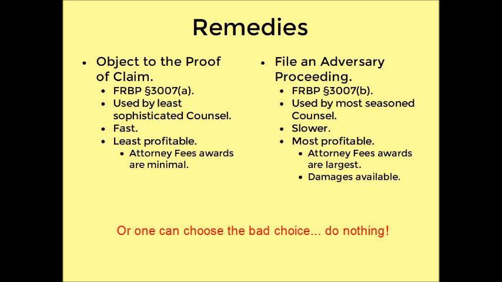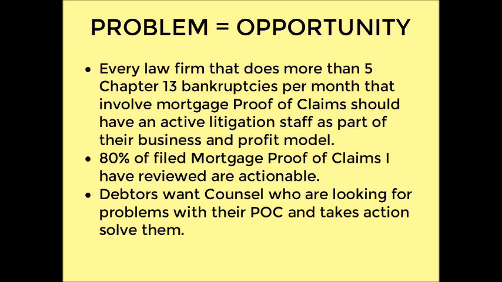So with this problem, there's really an opportunity, and honestly, as I've looked at this situation with a lot of clients I consult with, my view is that every law firm that does more than 5 Chapter 13 bankruptcies per month that involve a mortgage proof of claim should have an active litigation staff as part of their business model, because you should be filing at least 3 or 4 adversary proceedings a month on these kinds of matters, because the proofs of claim are wrong that often.